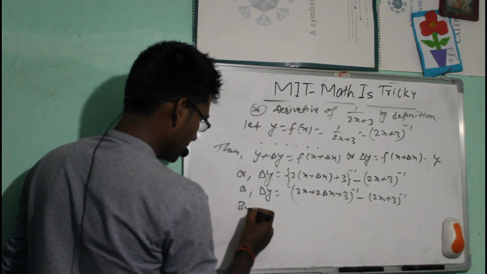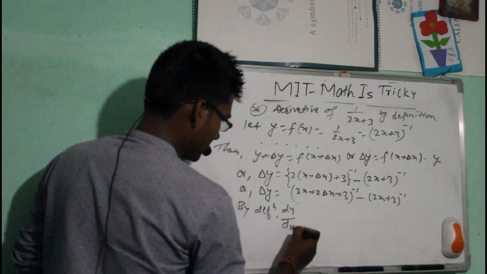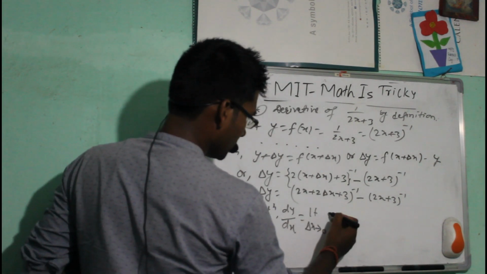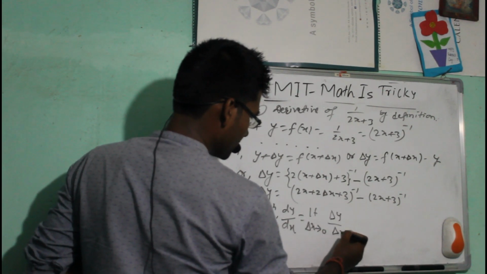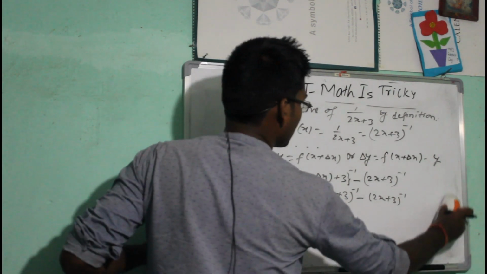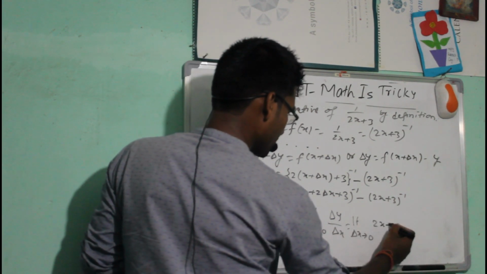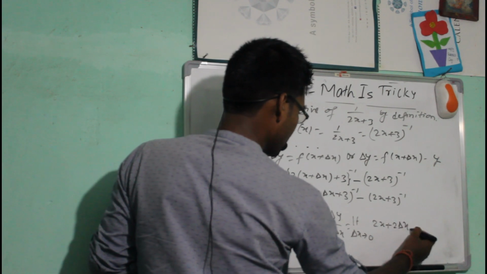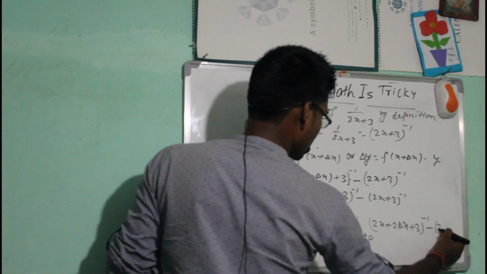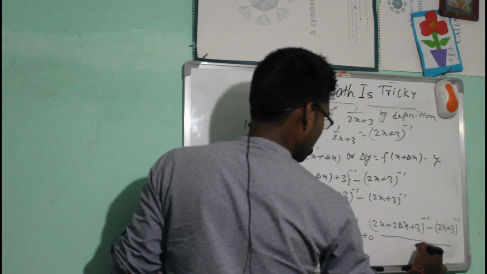Now by definition we can write dy by dx equals limit delta x tends to 0 of delta y by delta x. So just substitute the value of delta y here to get the answer. If we substitute the value of delta y, it is simply 2x plus 2 delta x plus 3 whole power minus 1 minus 2x plus 3 whole power minus 1, all by delta x.